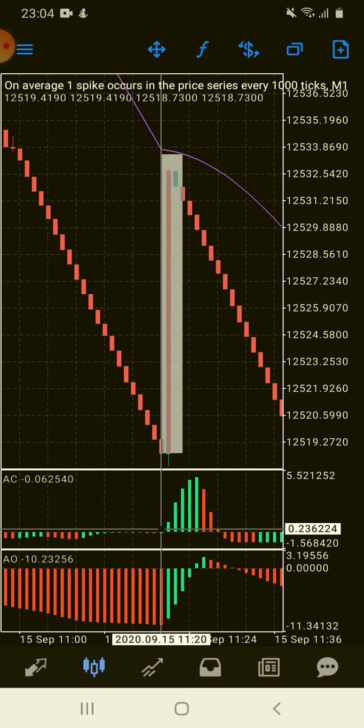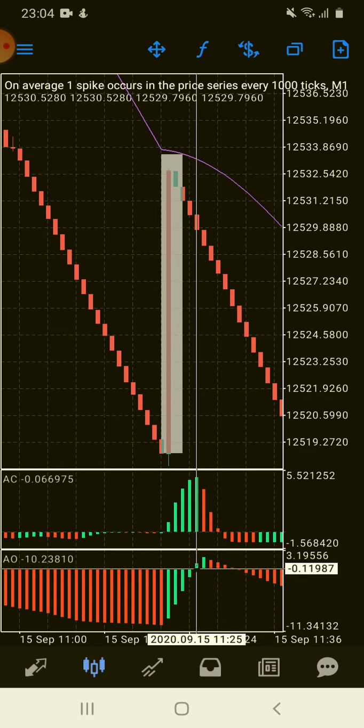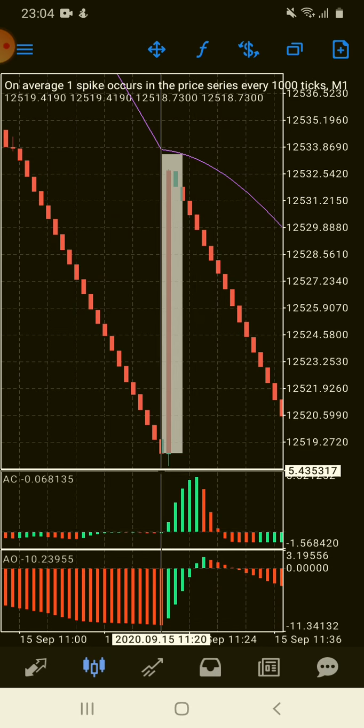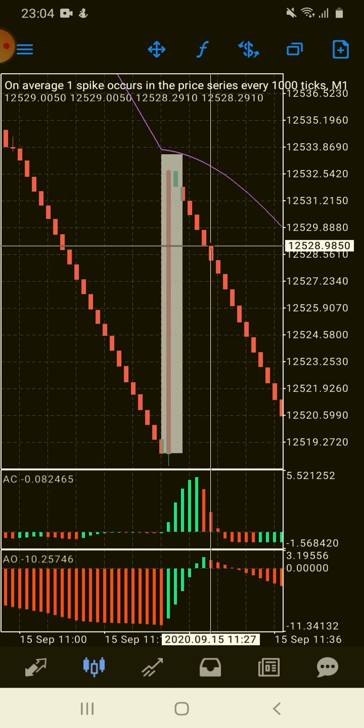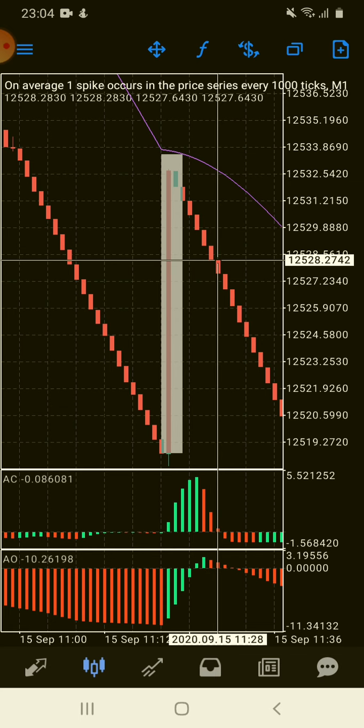Now we have the accelerator oscillator above the 0 line and the awesome oscillator above the 0 line. What we do next is wait for the accelerator oscillator to get its first red candle or red stick. That's it here. Now we wait for the awesome oscillator to get its first red stick, and it's here. We enter here and we milk it.